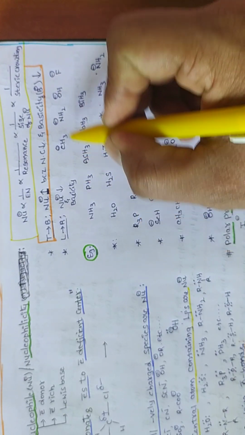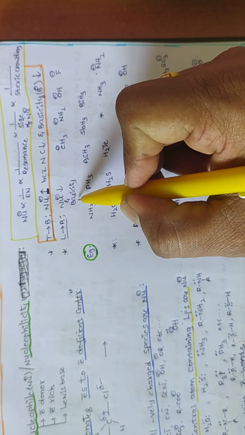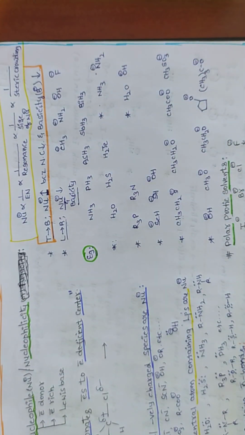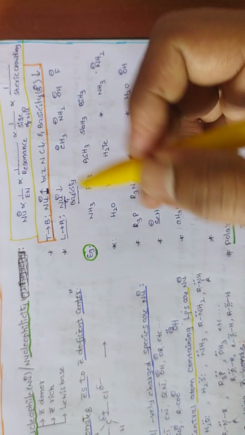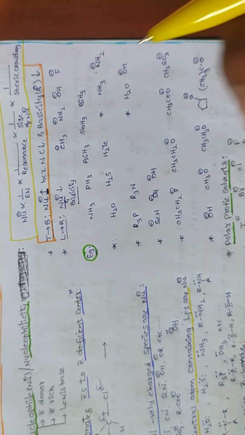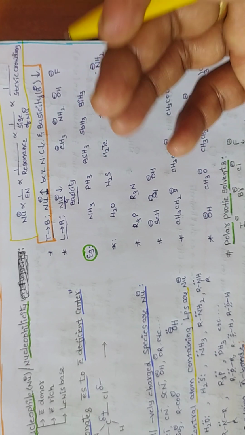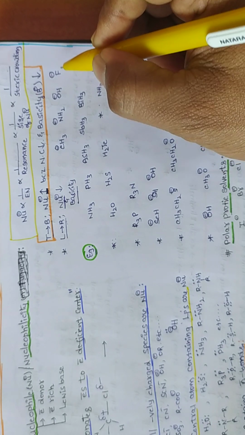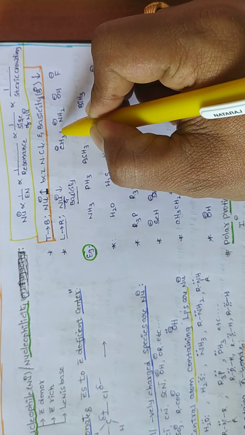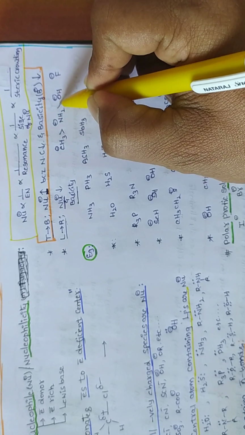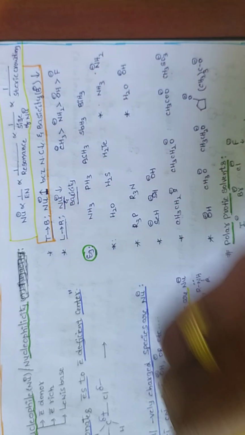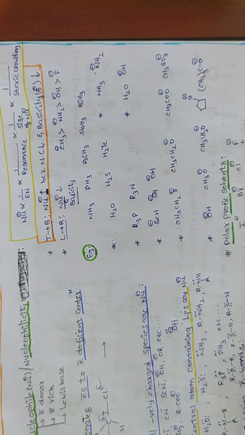Now see the nucleophilicity and basicity order. Left to right, nucleophilicity and basicity both decrease. Top to bottom means we have to see the size, and left to right means we have to see the electronegativity. Left to right, electronegativity increases. The less the electronegativity, the more the nucleophilicity. In left to right, the nucleophilicity order and basicity order are both the same.